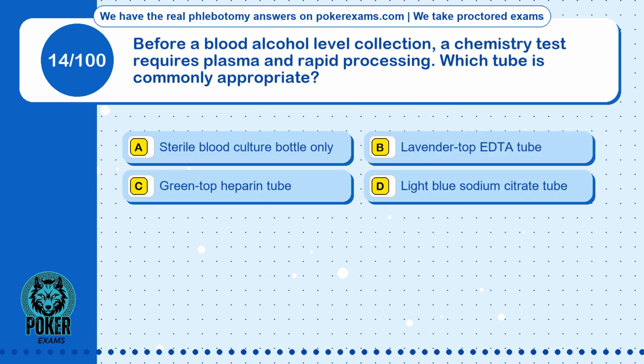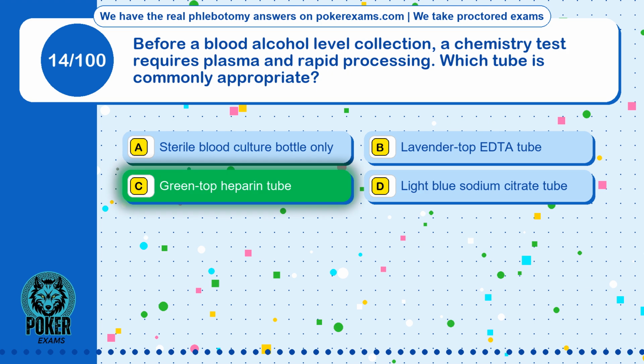Question 14. Before a blood alcohol level collection, a chemistry test requires plasma and rapid processing. Which tube is commonly appropriate? Option A, sterile blood culture bottle only. Option B, lavender top EDTA tube. Option C, green top heparin tube. Option D, light blue sodium citrate tube.